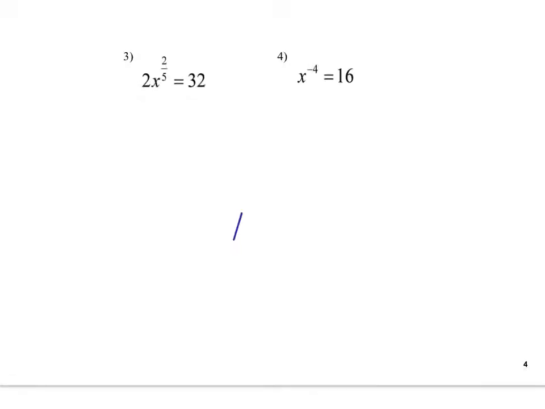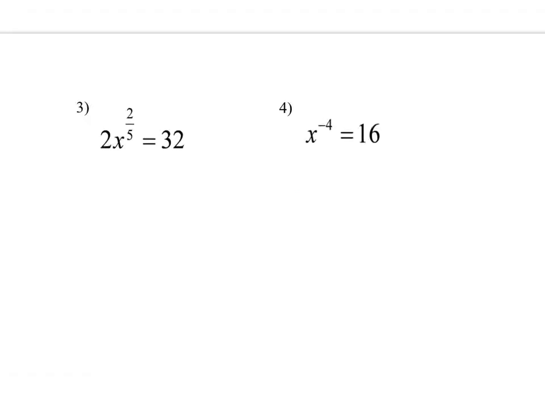So let's do a couple examples here to see how we go. I don't know what's going on.